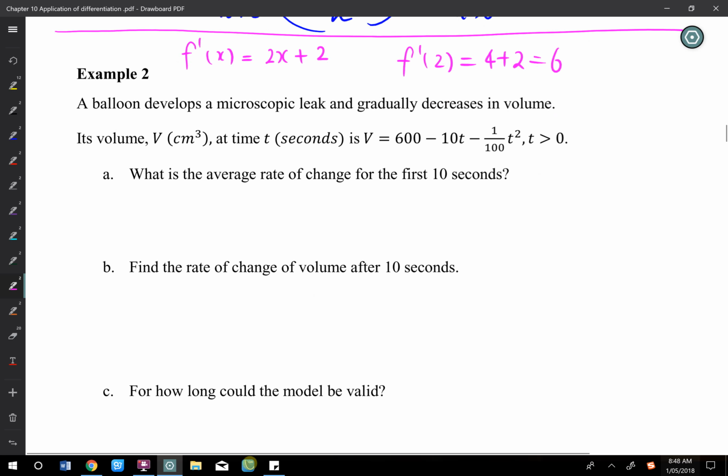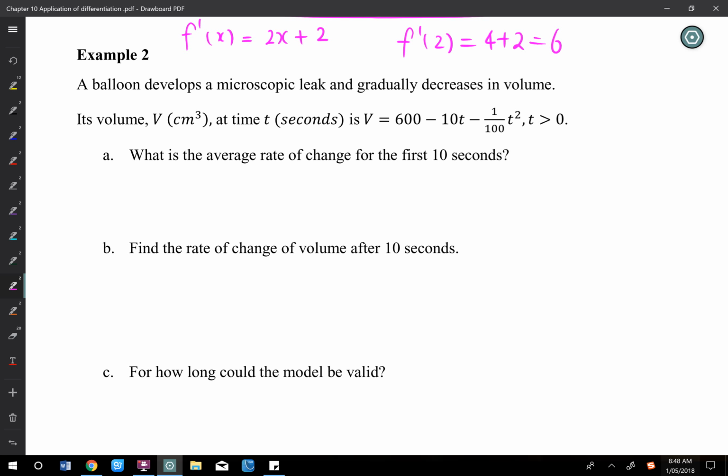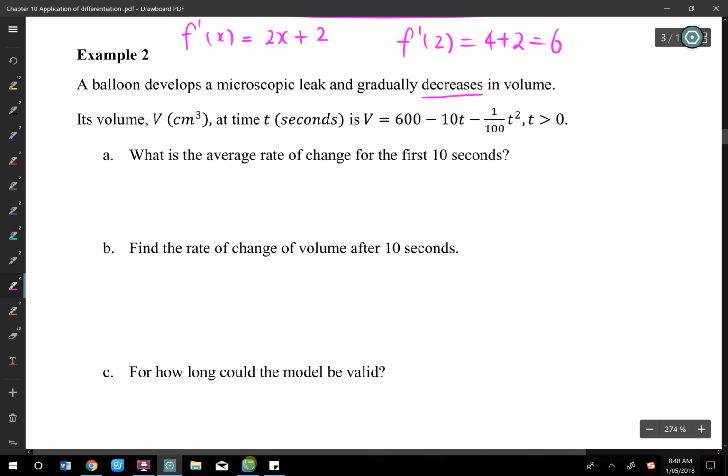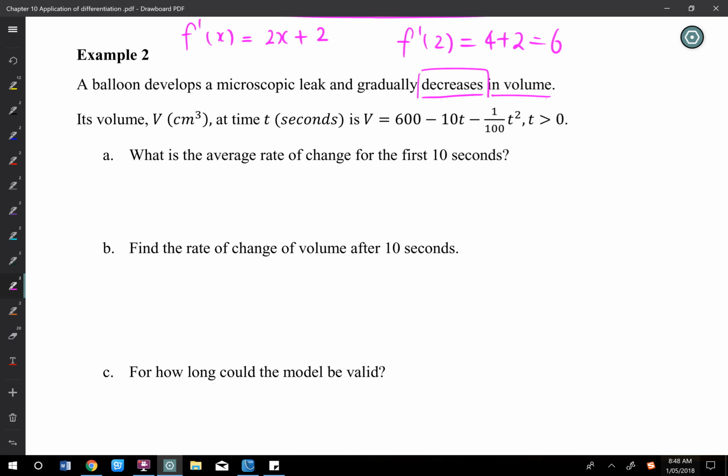Okay, for example 2. Example 2 says a balloon develops a microscopic leak and gradually decreasing in volume. Okay, so be careful with the word decreasing in volume. Decreasing in volume means the rate of change is decreasing. When time increases, your volume is actually decreased. Your derivative should be a negative value.